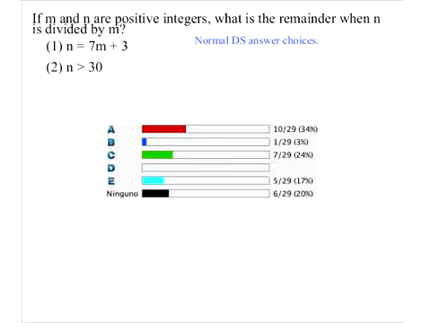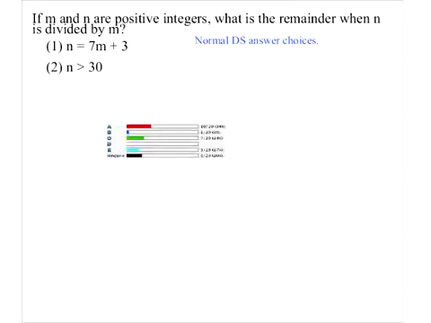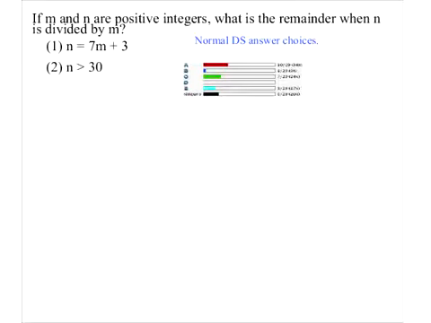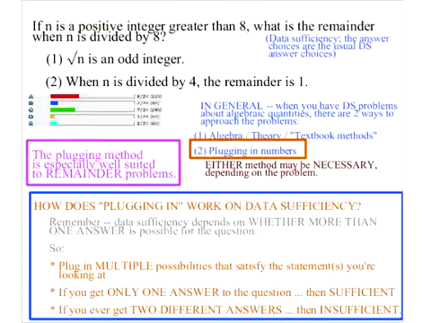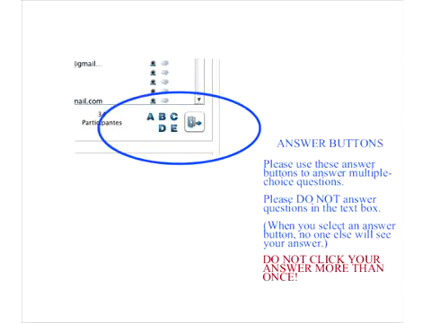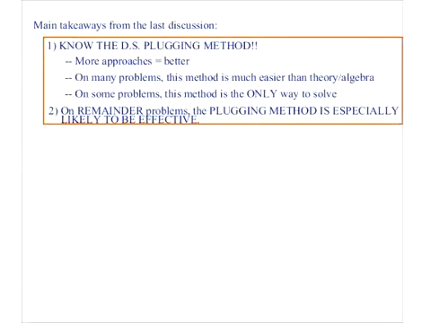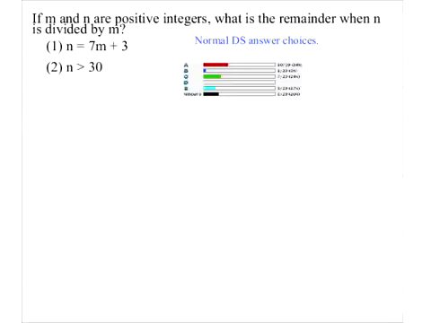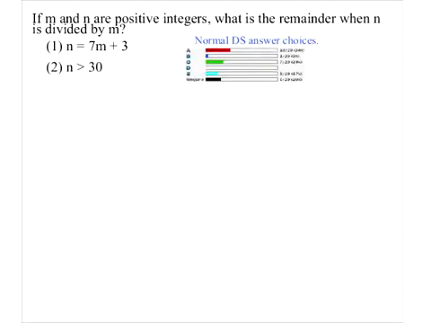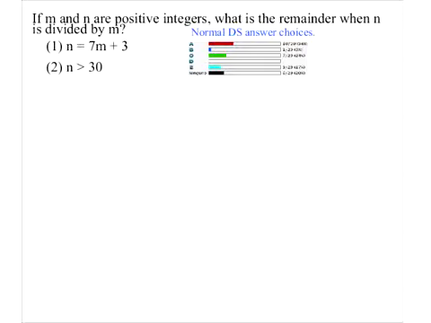So if m and n are positive integers, Sylvia answered with the answer buttons, these guys. I think you might have just logged in, but you should see these buttons over there on your left. Please use them and not the text box. Okay, so let's take a look at it. If m and n are positive integers, what is the remainder when n is divided by m? Let's take a look at plugging first.